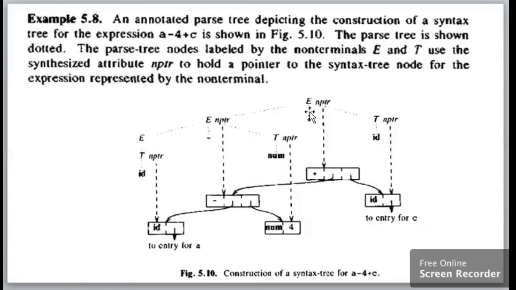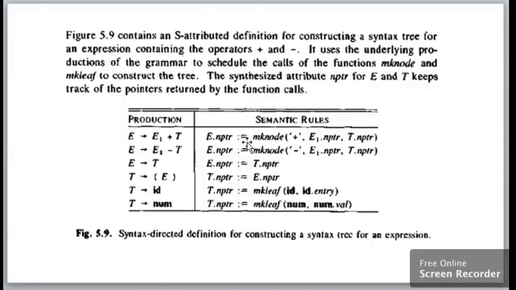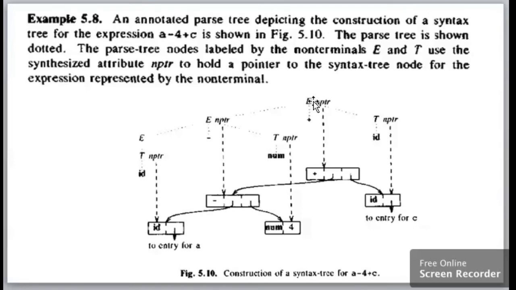So if I am going to construct a parse tree with E dot nptr, where nptr represents a new pointer, dot nptr represents the semantic rule, where dot represents an attribute for that grammar symbol. So E is associated with an attribute, that is new pointer. So what I am going to do over here is E can have the form of E plus T, E can have the form of E minus T, E can have the form of T, T can have the form of id, for our input, that is a minus 4 plus c.